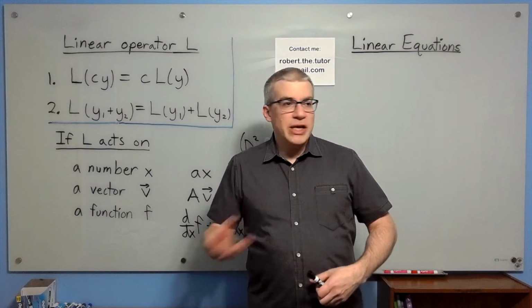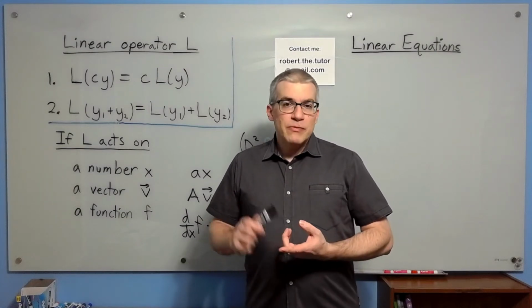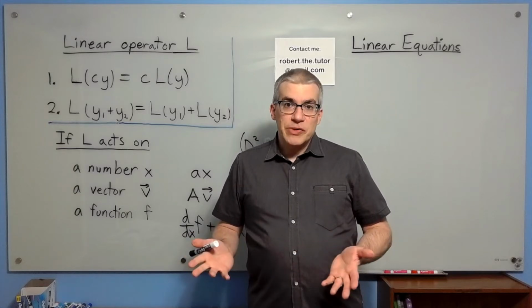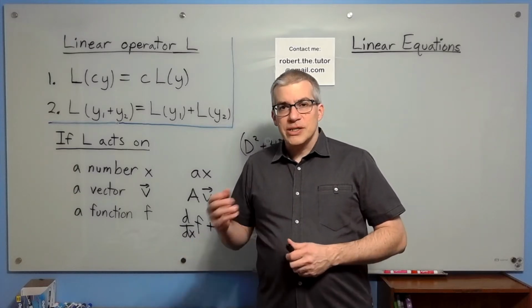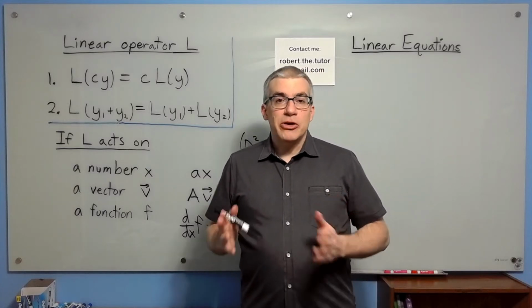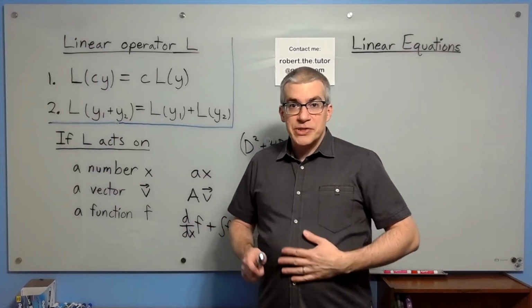It takes an input and gives you an output. They call them functions, mappings, transformations. That's what an operator is. It takes an input and it gives you an output. So what are the rules to be a linear operator? There's only two, and they're very simple.